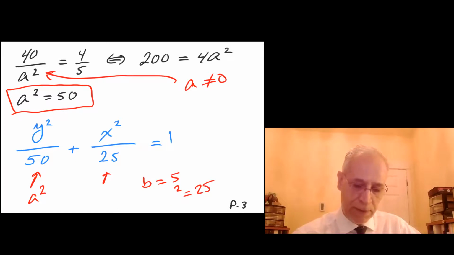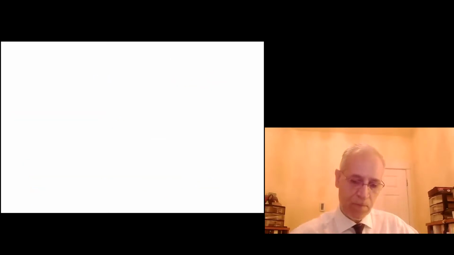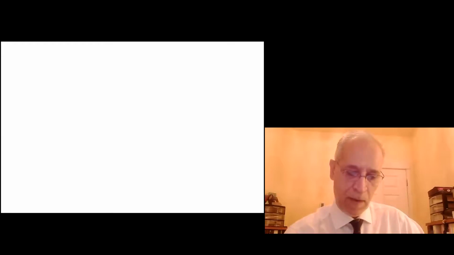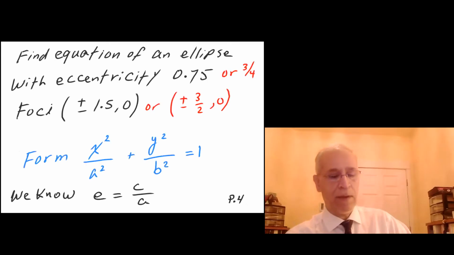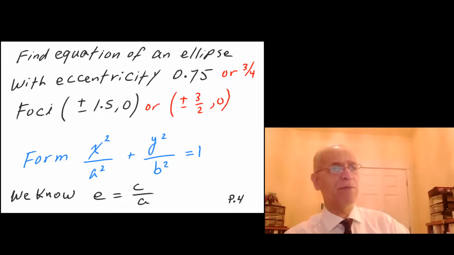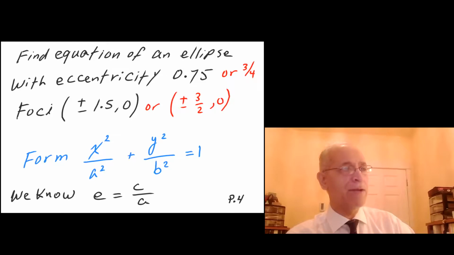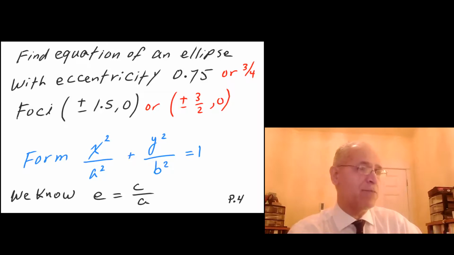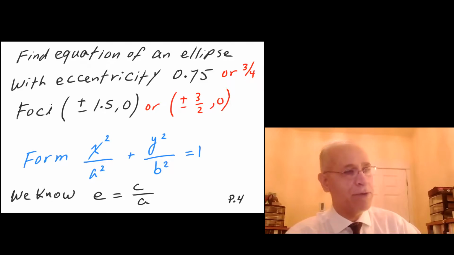Okay, let's do another example. In this problem, we are finding the equation of an ellipse. What's given to us is an eccentricity of 0.75. I don't feel comfortable working with decimals, so I'm going to change that to 3/4. And I've been given the foci of plus and minus 1.5, comma 0, and I'm changing 1.5 to 3/2. That's my habit, you don't have to.